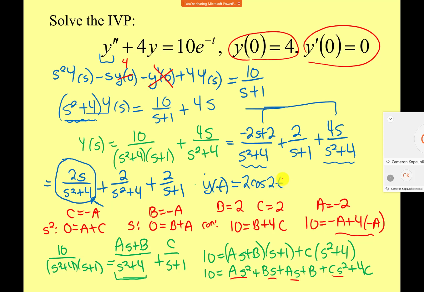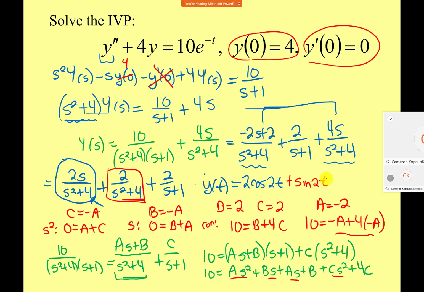All right, let's move over to the middle term. I think I'll do each term in a different color since I've got so much stuff going on the slide, so you can see what we're doing. I recognize that one as a b over s squared plus b squared, and I don't even have to doctor it up because b is 2, because the 4 is 2 squared. So that's perfect. That's just going to come back as a sine 2t.